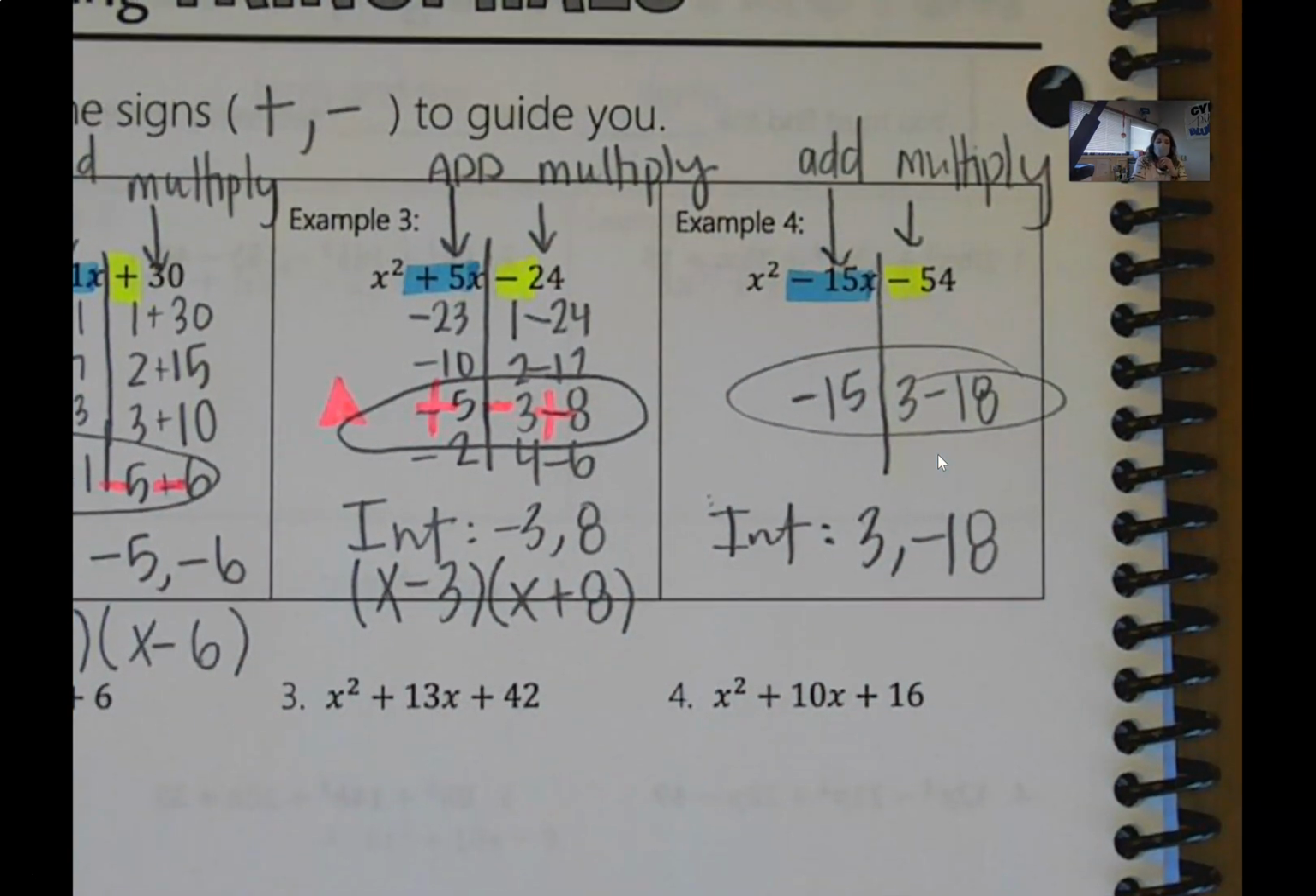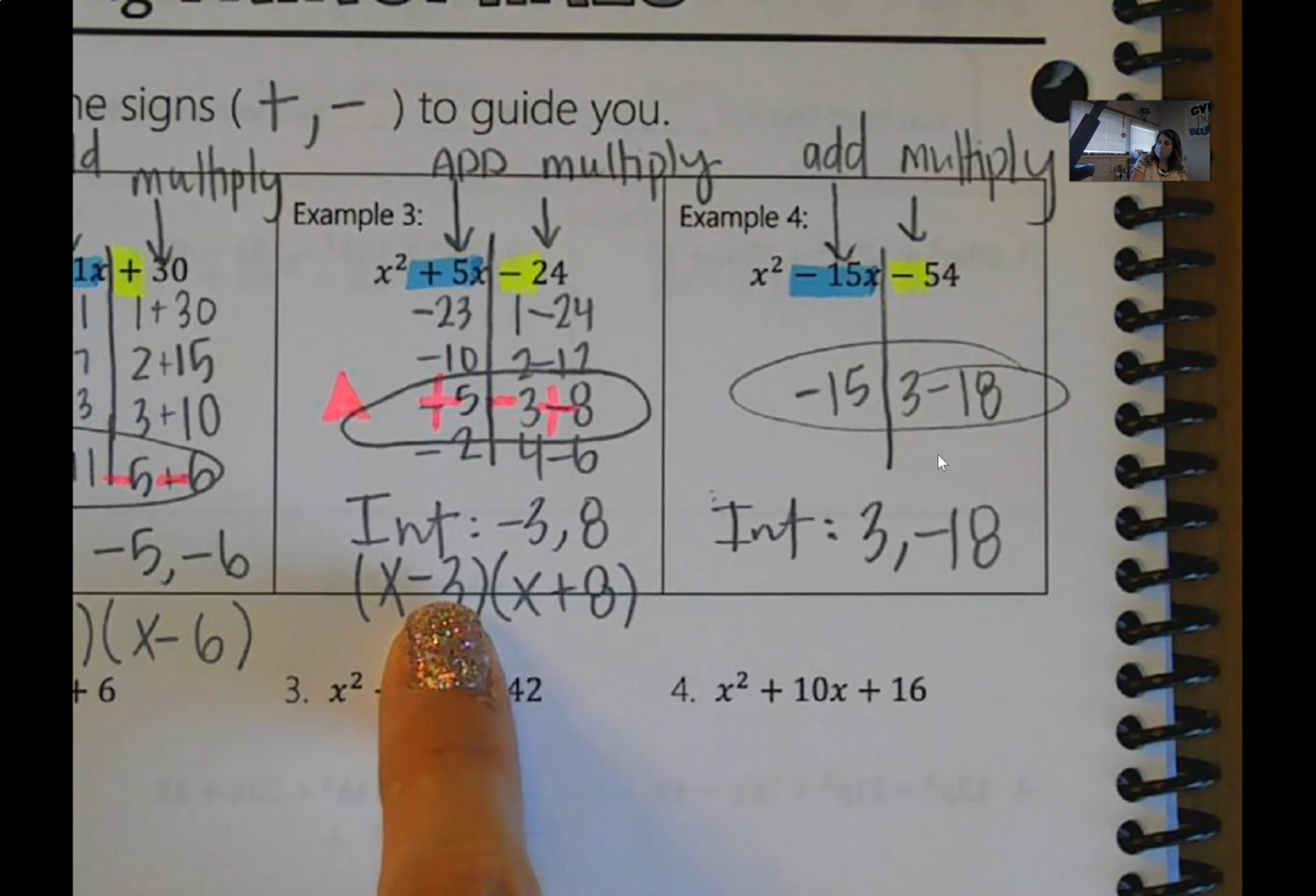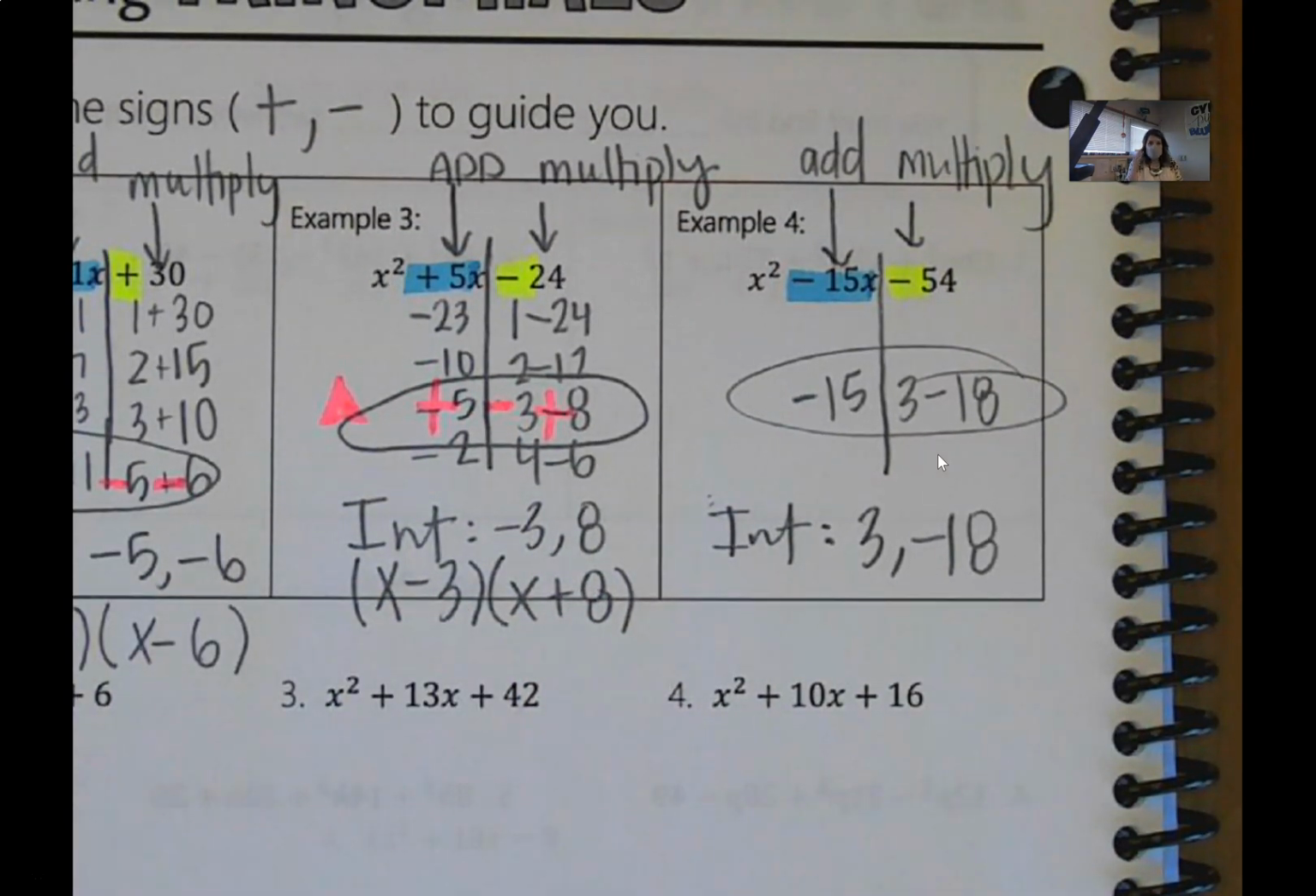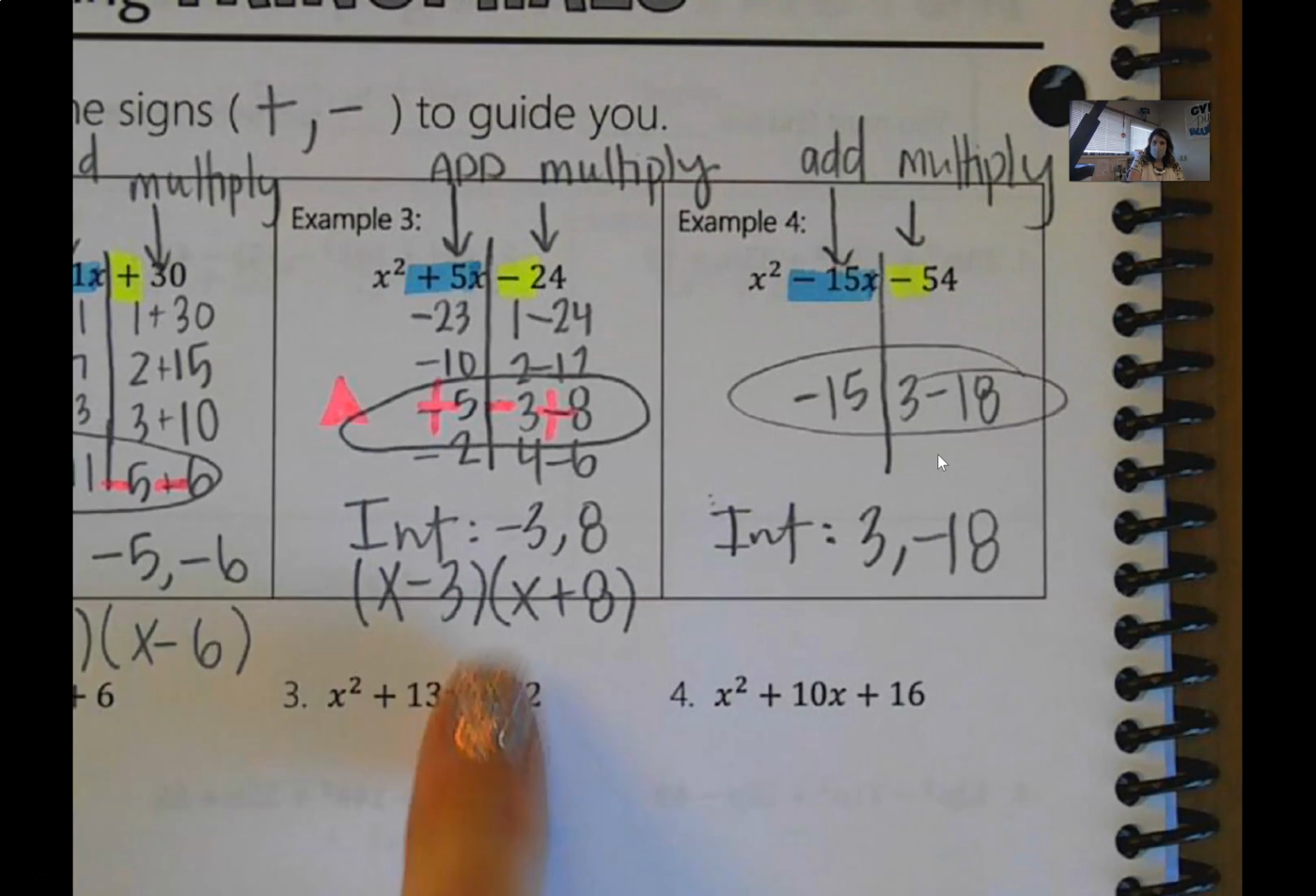Okay, now write it on your whiteboard as factors. So write it as these parentheses with the x's. So you just gave me the integers. Now I want you to write it as the factors. That's this guy.